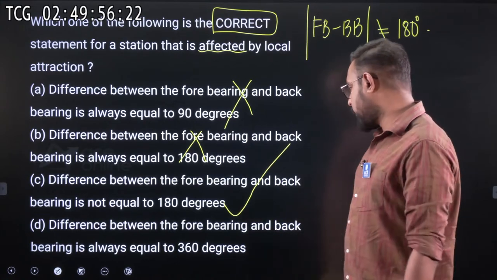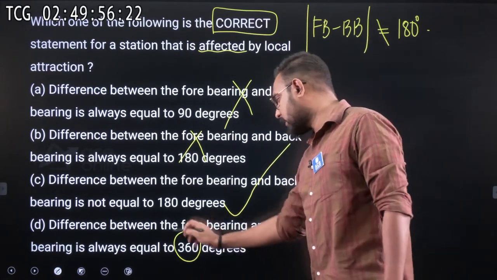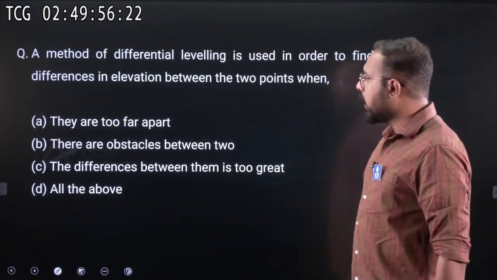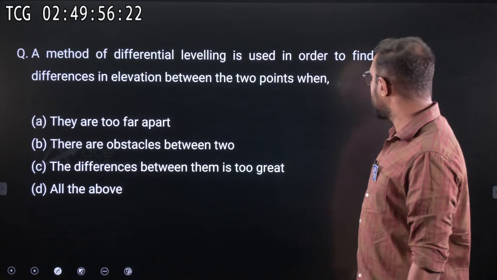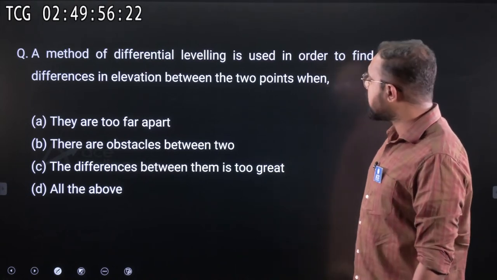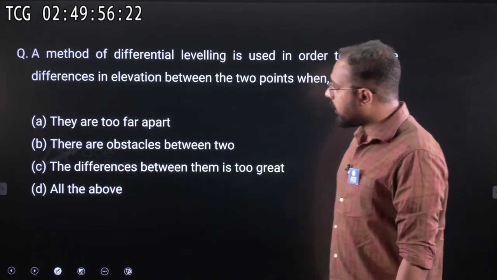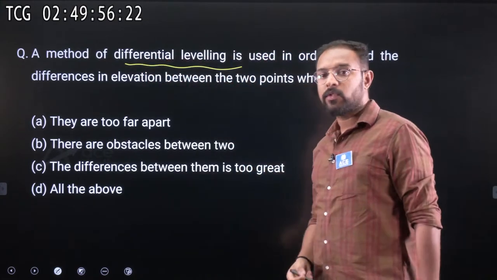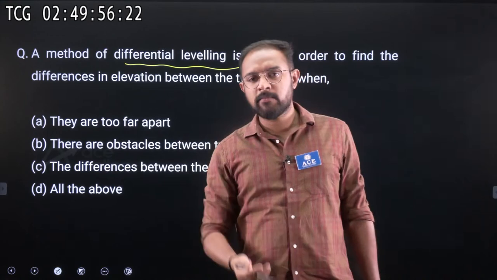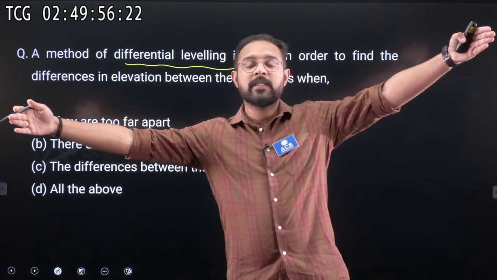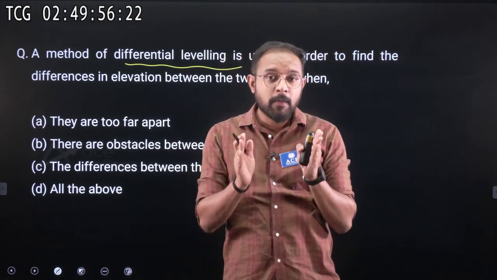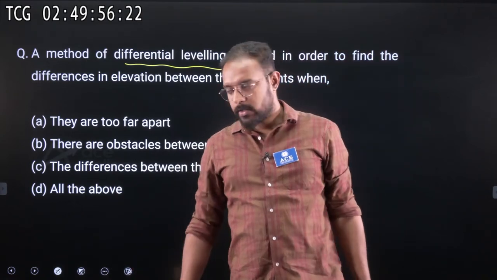The difference between the forebearing and backbearing equal to 360 degrees, that is a blunder. Next: the method of differential leveling is used in order to find the difference in elevation between two points. When will I use differential leveling? When do I need to take more than two instrument stations? When the points are far apart, when the difference in elevation is large, or when there is an obstacle in between. Let us look at that.